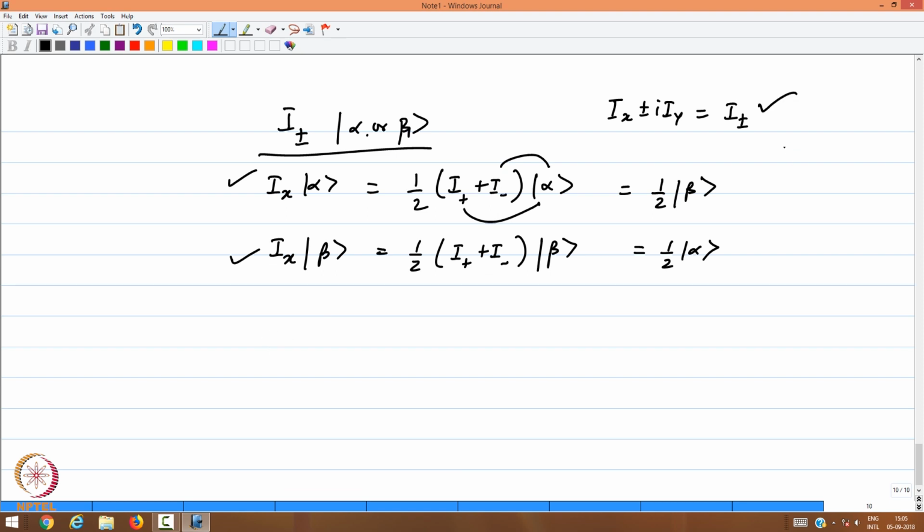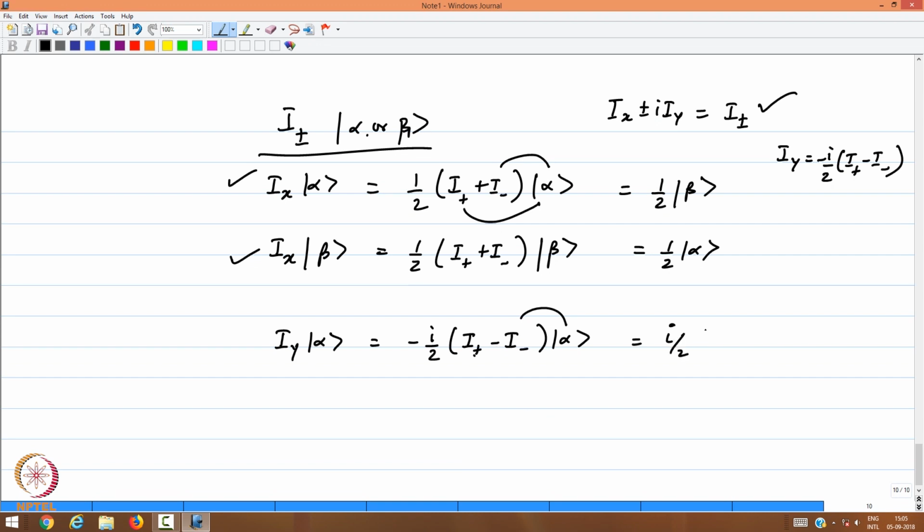Remember, this gives you that Iy is minus I by 2 times I plus minus I minus. If you subtract the one equation from the other, this is what you will get. Therefore, Iy acting on alpha is equal to minus I by 2 I plus minus I minus acting on alpha. I plus on alpha is 0, I minus on alpha gives you beta, and there is a minus and minus, therefore, it is a plus I by 2 beta. And Iy on beta is again minus I by 2 I plus minus I minus on beta, and I plus on beta gives you alpha, and it gives you minus I by 2 alpha.